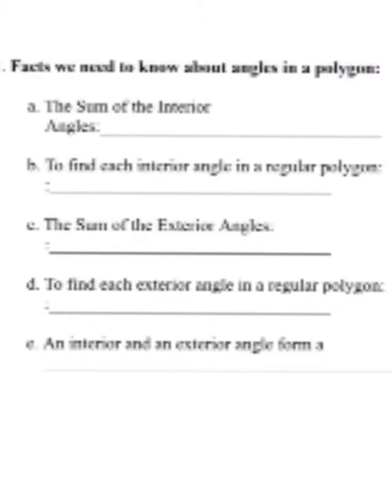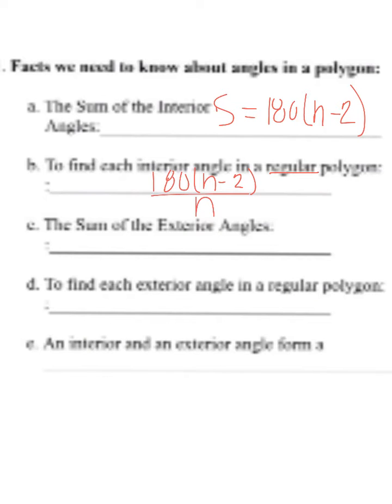The first question just wants you to remember all of your facts that you've learned about polygons. So the sum of your interior angles is that formula S equals 180 times n minus 2. N is the number of sides in the polygon. To find each interior angle in a regular polygon, that means I know they're all the same measure, we're going to take our 180 times n minus 2 and divide our answer by n. That's the number of sides.